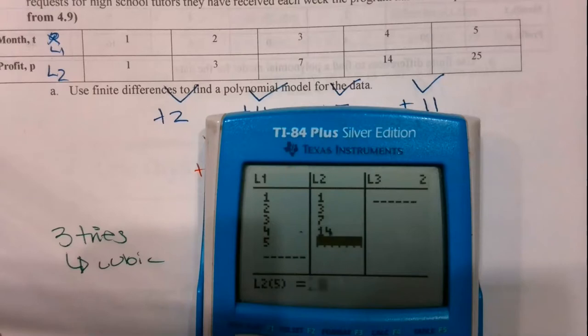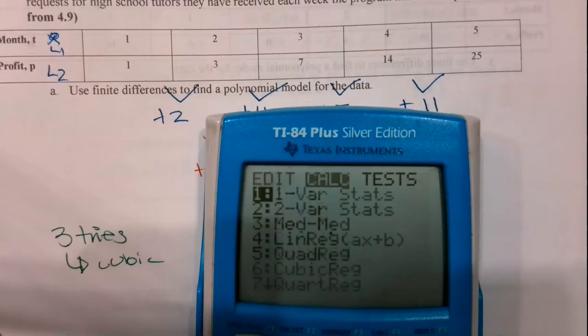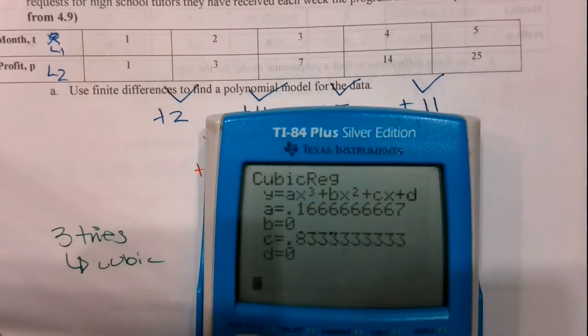Then I second mode to go back home. And then I go stat, calc. Since this was cubic, I want to pick the one that says cubic, which is choice 6. And I press enter, and the calculator gives me a bunch of numbers, so I'm going to plug these in.